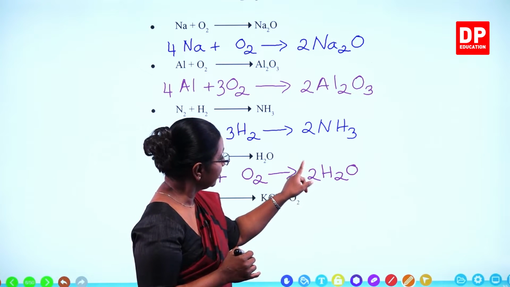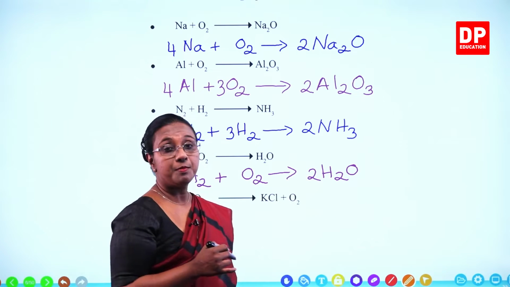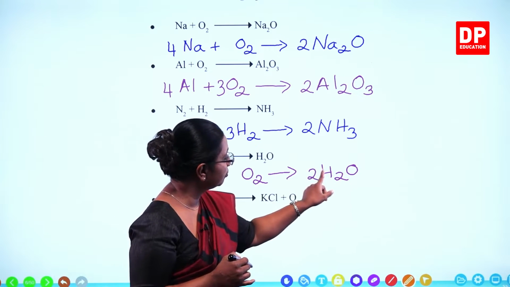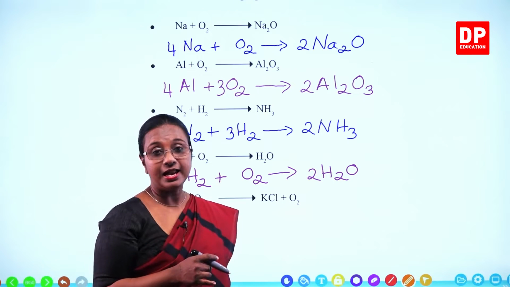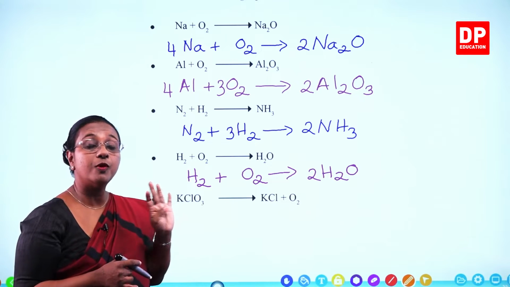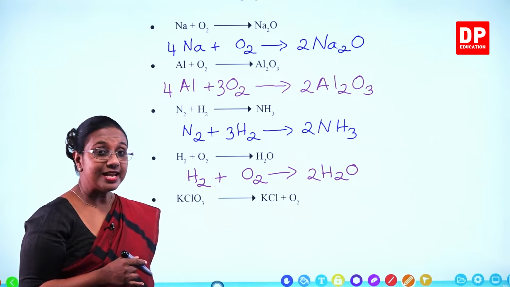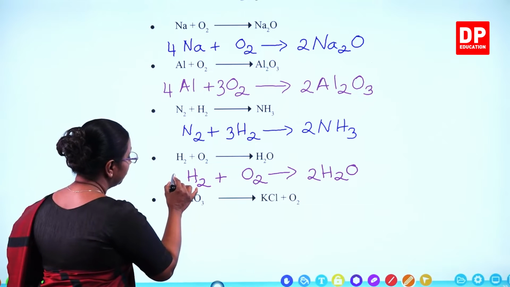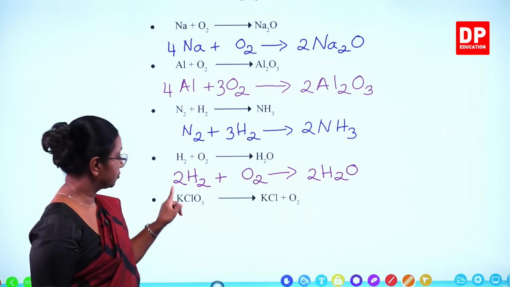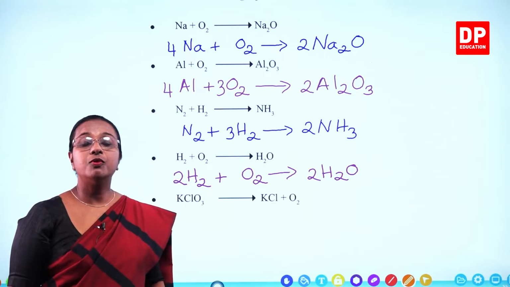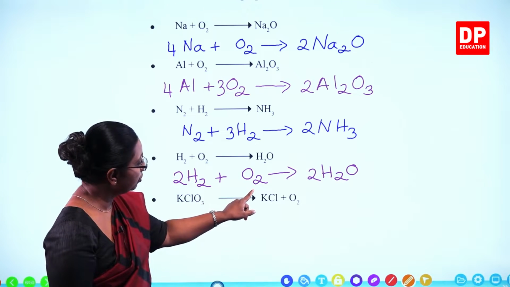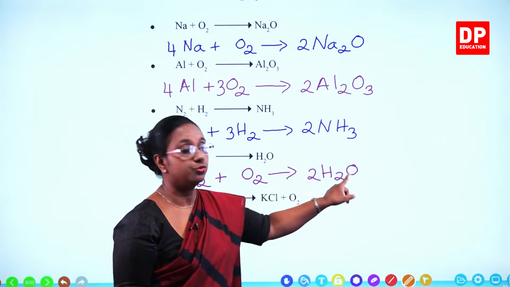But what have we done? We have increased the number of hydrogen atoms. 2 into 2 H2O, so 2 into 2, there are 4 hydrogen atoms. So again, we need to make this into 4 hydrogen atoms. How is that done? Write the coefficient 2 in front. 2 H2. So 2 into 2, there are 4 hydrogen atoms. So 2 H2 plus O2 gives rise to 2 H2O.